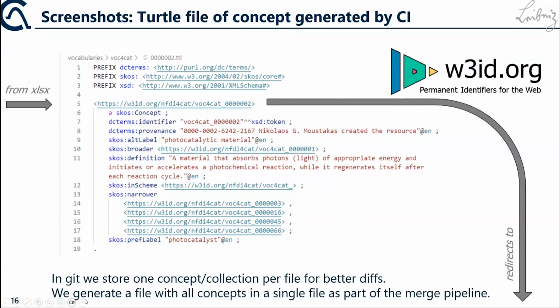What I just want to say is that in Git, we store each concept individually. It's kind of important if you want to diff and see changes or use the blame function to know who did what, to have the files small. So we store just one file per collection and concept, and then when we run the pipeline, we generate a file with all concepts as a single file, which is more convenient if you want to use it in external tools.